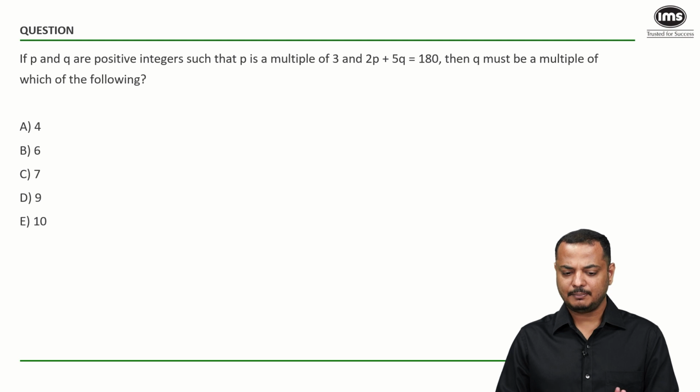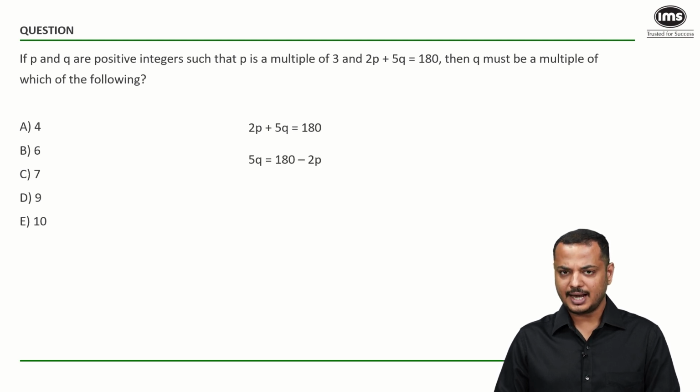So it is given to us that P and Q are positive integers and P is a multiple of 3. We are also given 2P plus 5Q equals 180. Then Q must be a multiple of which of the following? So that is the question that we are trying to answer. So 2P plus 5Q equals 180 and P is a multiple of 3. So these are the two pieces of information that we have here.